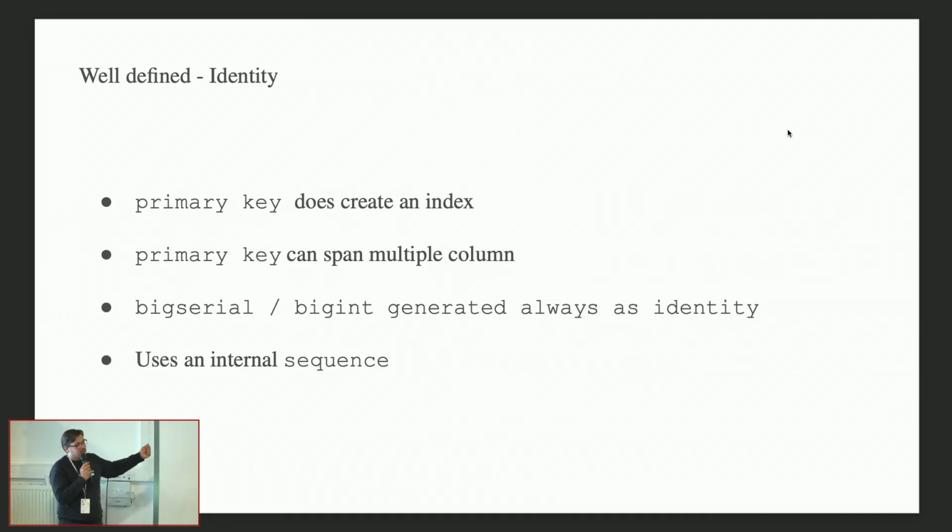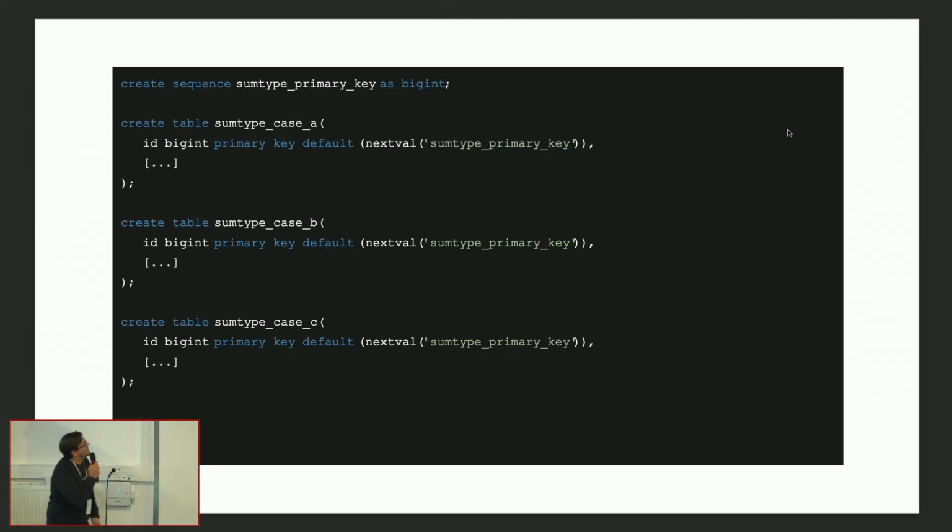Actually, there is a custom type which creates a sequence. Everyone knows it, which is bigserial. But actually, it's not SQL standard compliant, and Postgres encourages you to use bigint generated always as identity, which is actually the same thing. But one day maybe they will deprecate bigserial, and everyone will say we need to upgrade. And yes, it uses an internal sequence. Sequences are like a mutable slot of data you can increase, and they are sometimes useful for handling things, as you will see.